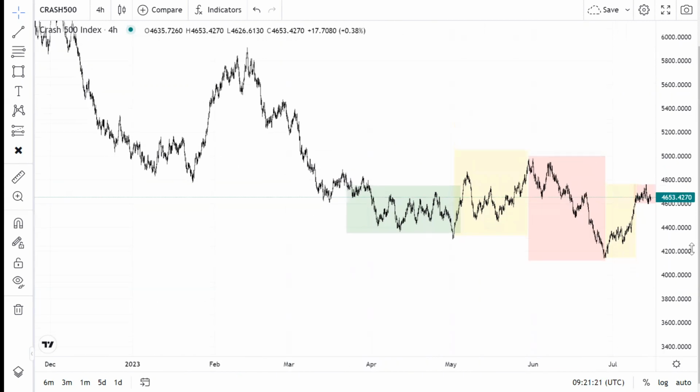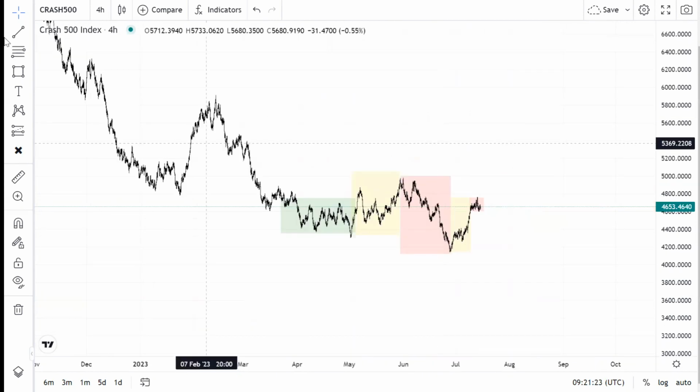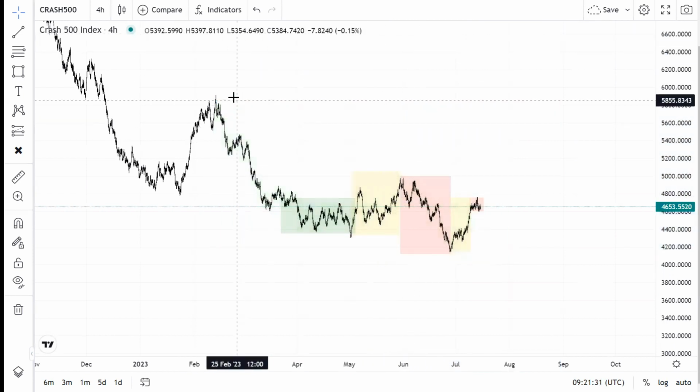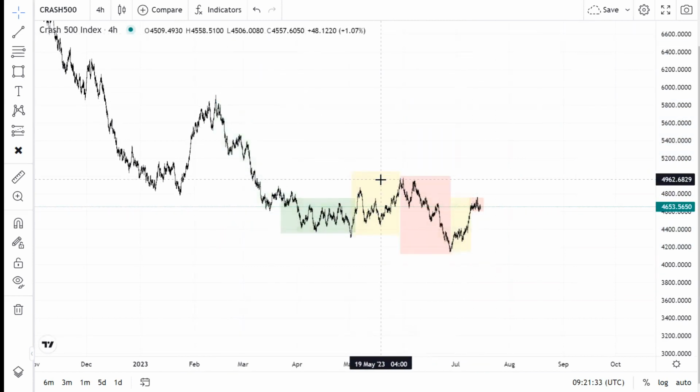Now, you can see that the H4 time frame is on a downtrend. It's an overall downtrend. But then you can see that in the downtrend, we saw uptrends, we saw downtrends, we saw sideways trends.